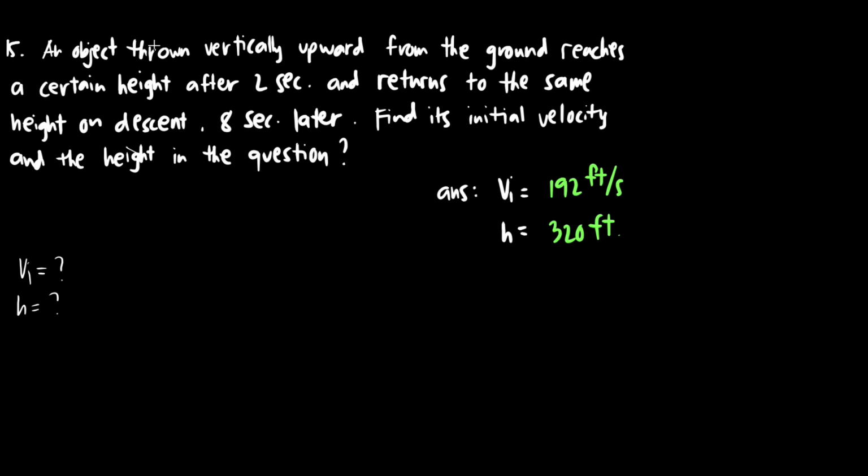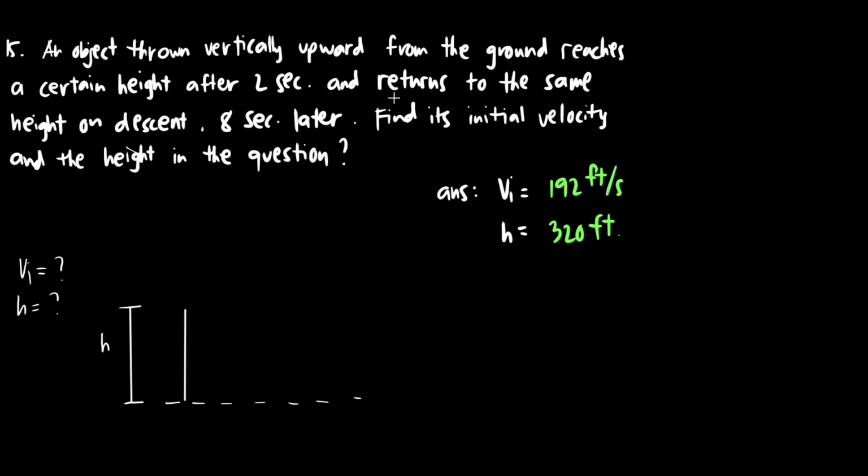So there is an object thrown vertically upward from the ground. Let's say the broken line is the ground, and it reaches a certain height. So let's denote this as h. This is h.